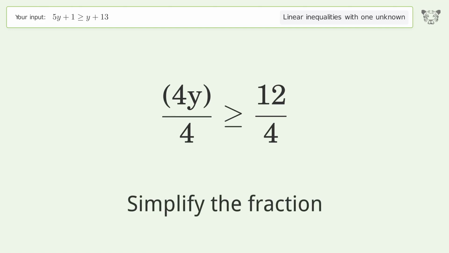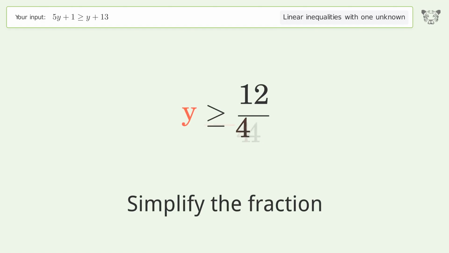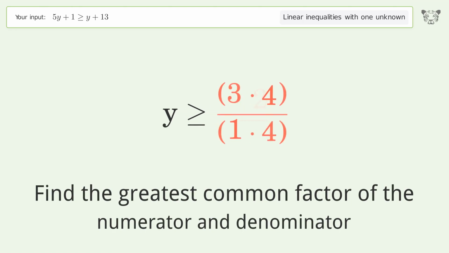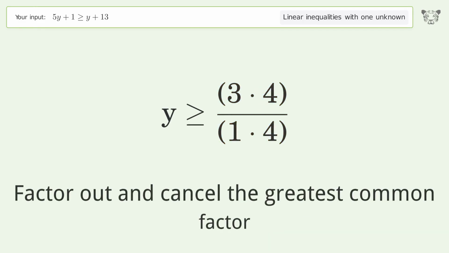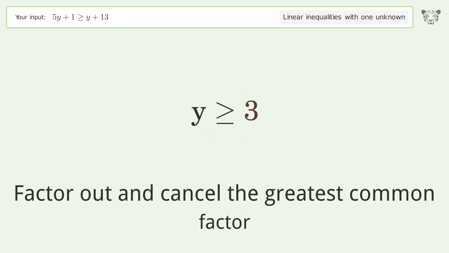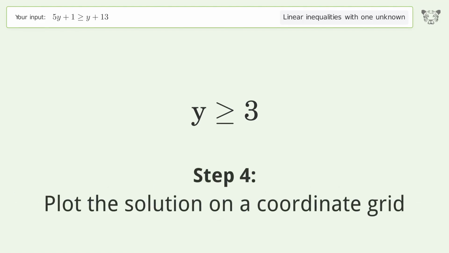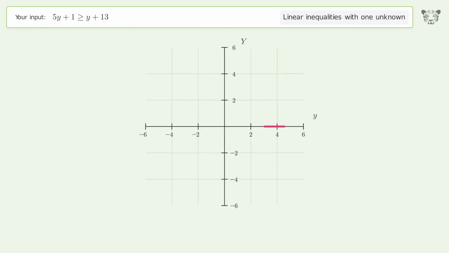Simplify the fraction. Find the greatest common factor of the numerator and denominator. Factor out and cancel the greatest common factor. Plot the solution on a coordinate grid. And so the final result is y equal or greater than 3.